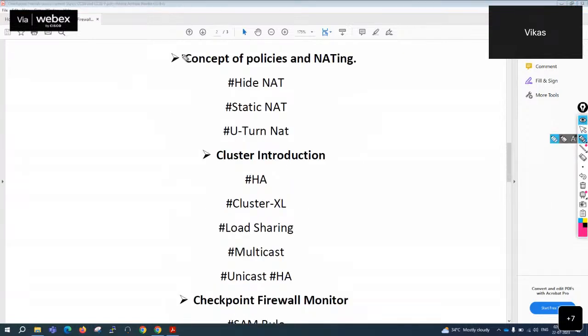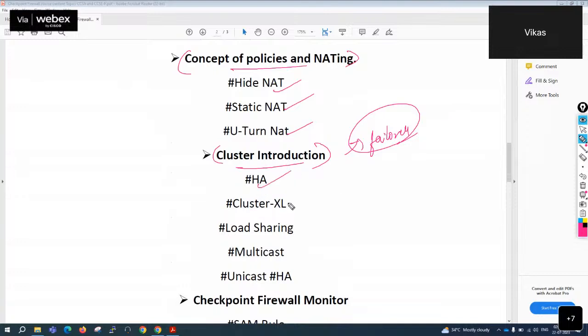After that, we will be discussing the concept of policy and NAT, where I'll be discussing hide NAT, static NAT, and U-turn NAT. Then the cluster introduction. Now, what is a cluster? Your failover, right? I'll be configuring the failover over here. In the failover, I'll be covering the HA cluster, ClusterXL, and load sharing multicast and unicast.